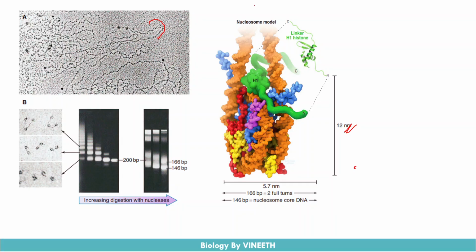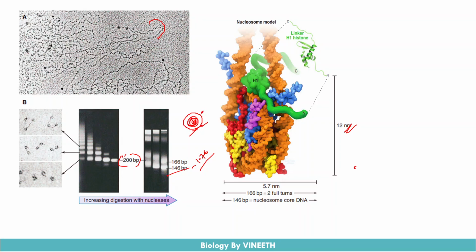If you digest this chromatin molecule with nucleases, on initial digestion it will yield a nucleosome containing 200 base pairs of DNA sequence. Continued digestion by these nucleases will yield 146 base pairs, that is around 1.76 turns of DNA around this nucleosome core, a set of 8 proteins.